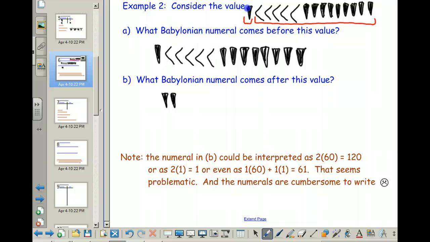That seems a little problematic, right? So imagine you're operating a business and you're trying to tell them that they really owe you 120, and they look at it and say, oh, I owe you 2. That's not good, right? Also, the numerals are cumbersome to write. I don't want to write out 5 less than 5 and 9 triangles to 39. That does not sound like that to me, right? So there's a lot of ambiguity. There's a lot of problems actually with it.